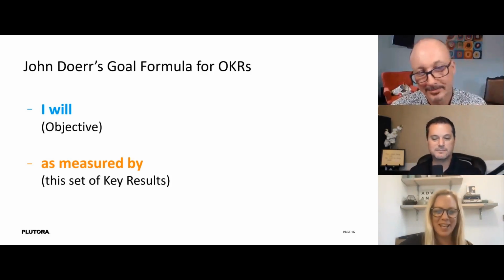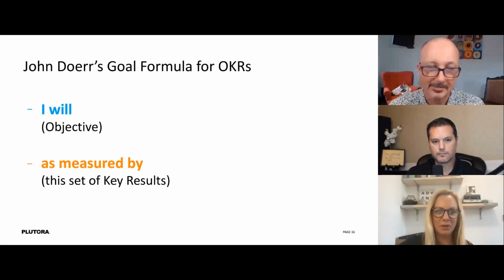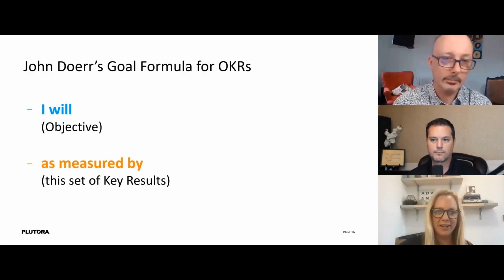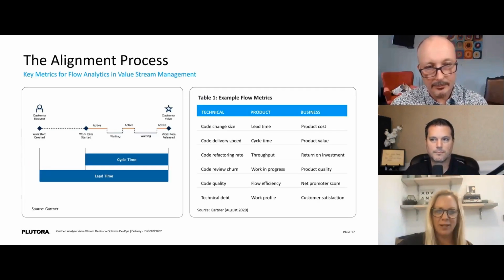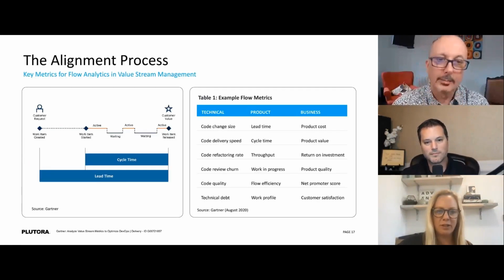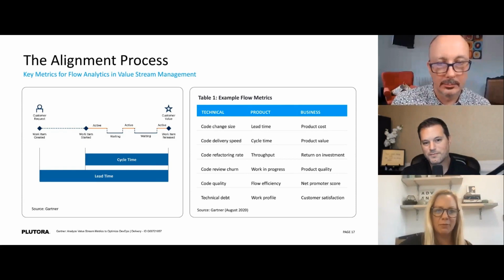One of Mike's key catchphrases. Yep. Let's have some fun now. Let's build some OKRs. So we've got John Doerr's formula for an OKR. It looks fairly straightforward, right? I will, as your objective, is measured by this set of key results. So we've prepared some for you earlier. They are based on some of these metrics. So just quickly, Jeff, give us an overview of what we're seeing here. It's kind of reminiscent of what we were just looking at, but where's this come from?